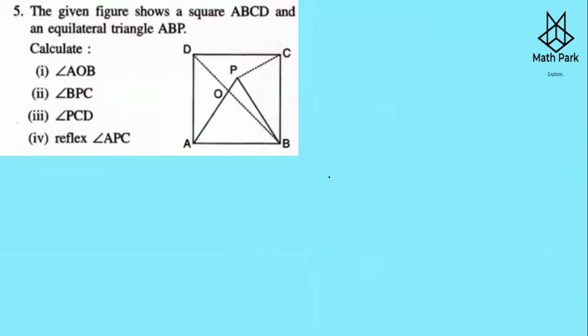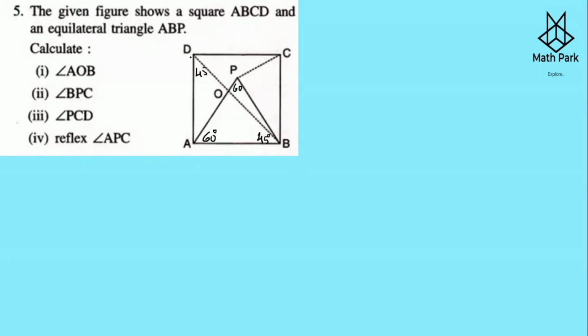Question number 5. In the given figure, it shows square ABCD and an equilateral triangle ABP. Now, equilateral triangle ABP, so each angle of this triangle is going to be 60 degrees. So, this is 60 and angle P is 60 here. Calculate angle AOB. Now, if this angle is 60 degrees and we know that diagonals of the square bisect the angle, so we have this as 45.